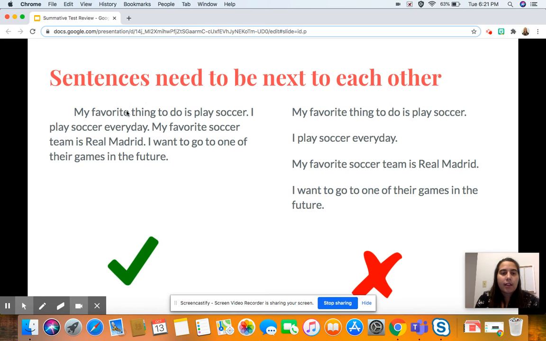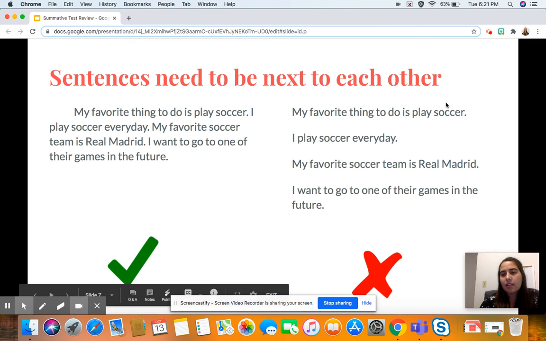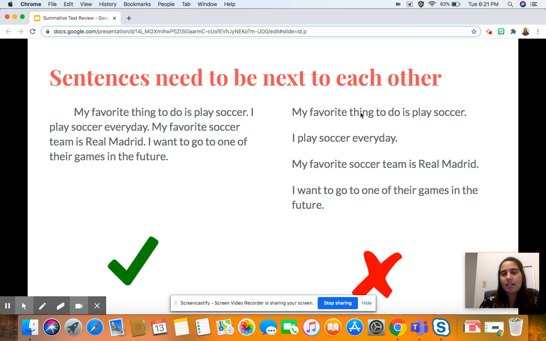Look at the sentences right here. So, or this paragraph, sorry. This is a paragraph. We can see them as a group. They're all right next to each other. Or as of right here, this is not a group. It's sentence, line, sentence, line. This is not a group. This is just a bunch of sentences. Or this is not a paragraph. It's just a bunch of sentences. A paragraph needs to be a group.